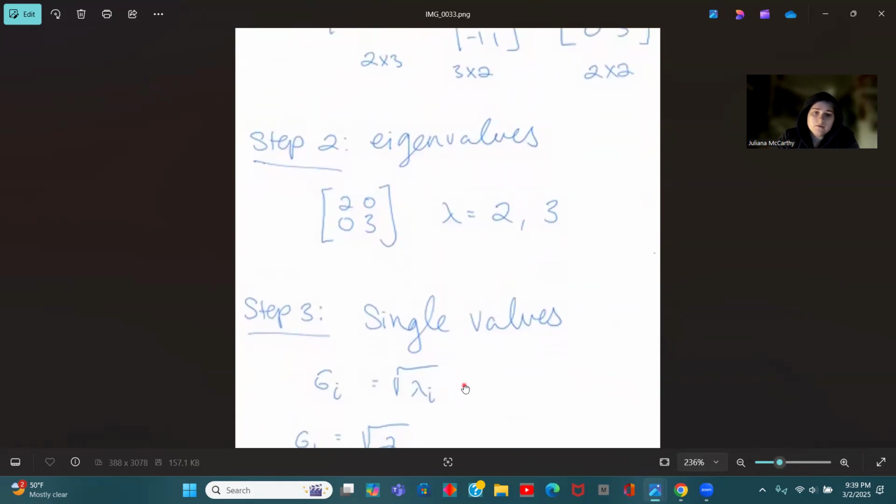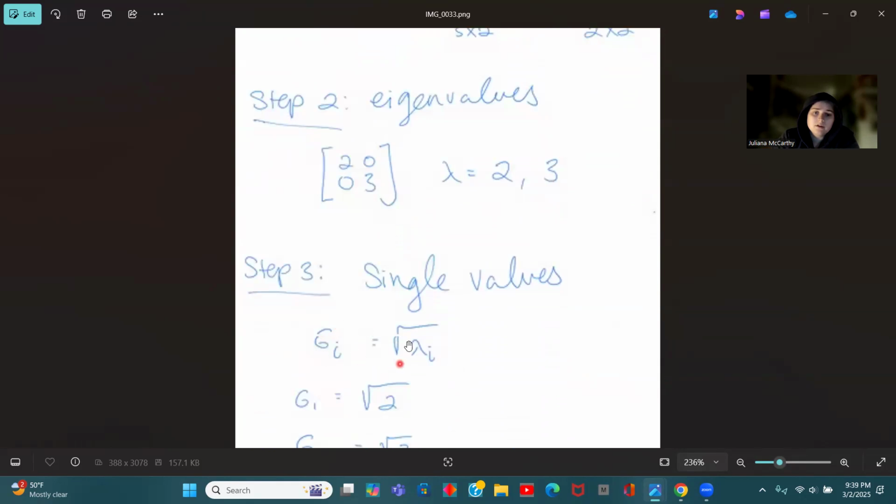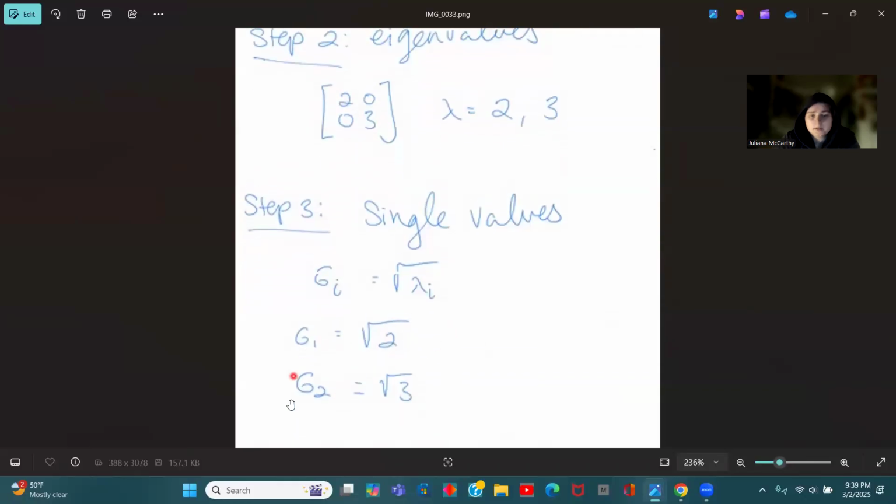Getting the singular values from that, remember the singular value is just the square root of lambda. So our first singular value is the square root of our first eigenvalue. So it's just square root of 2. And then our second singular value is the square root of our second eigenvalue. So square root of 3.